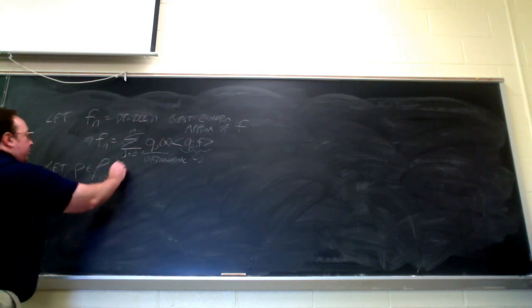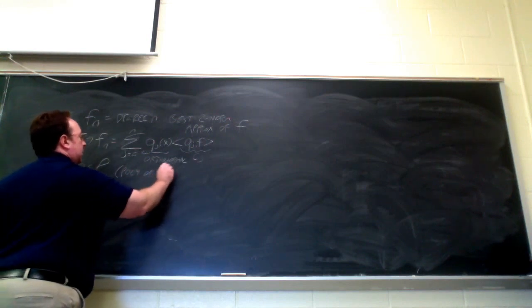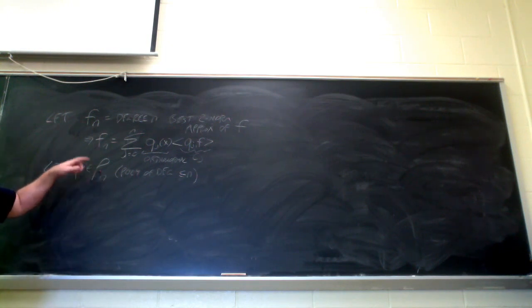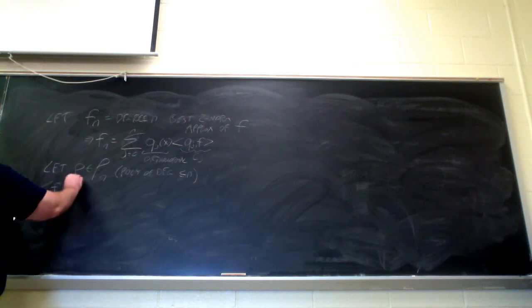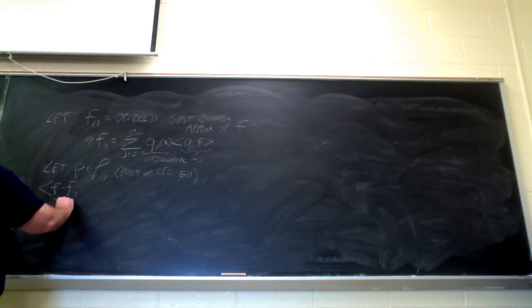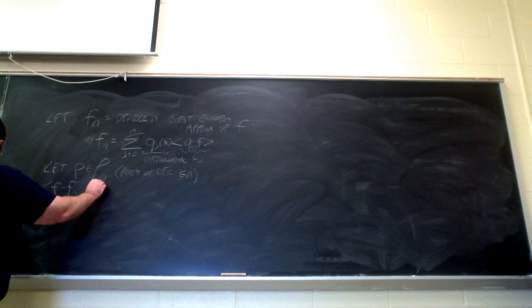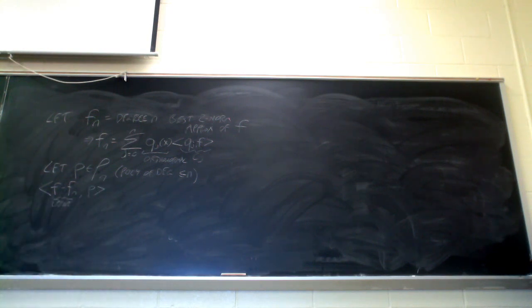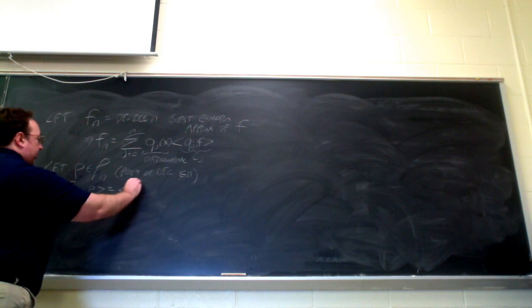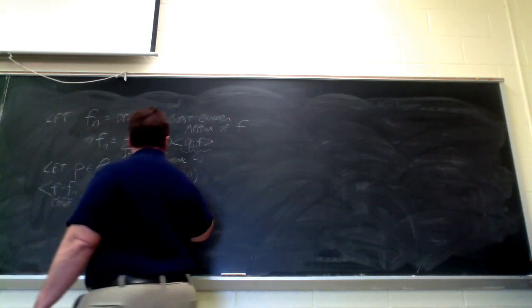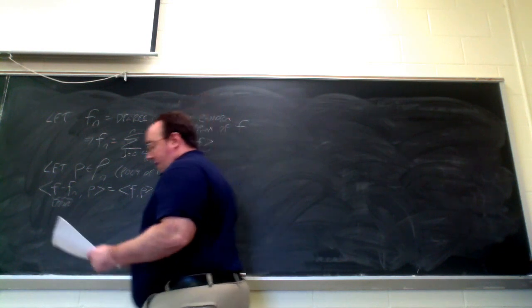So now, I'm going to let P be any polynomial of degree less than or equal to n. So in other words, it's within the space of polynomials of degree up to n. So what I'm going to do is look at this inner product of the error with P. Now, by the linearity of the inner product, I can write that as inner product of f with p minus inner product of fn with p.